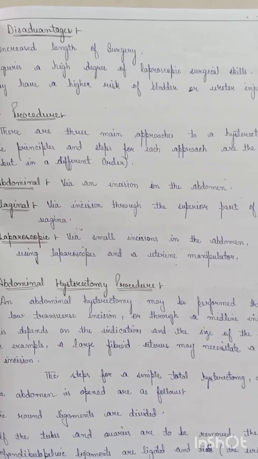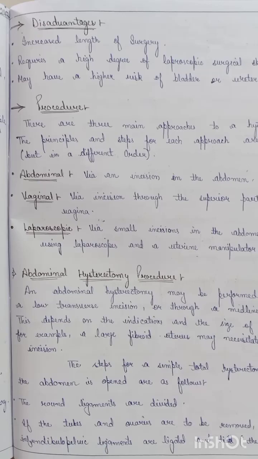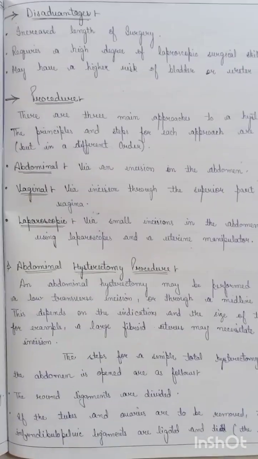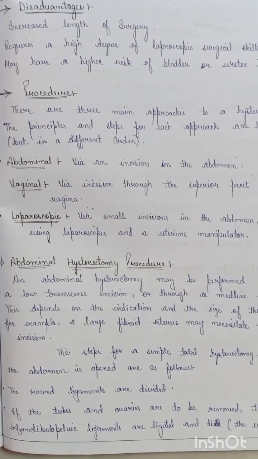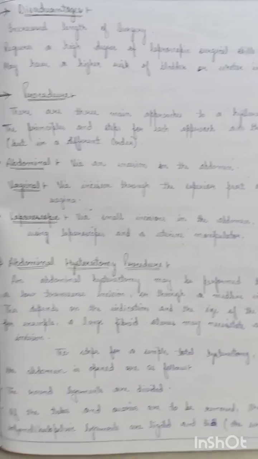Procedure: there are three main approaches to hysterectomy. The principle and steps of each approach are the same but in a different order. Abdominal, via an incision of the abdomen. Vaginal, via incision through the superior part of the vagina. Laparoscopic, via small incisions in the abdomen using laparoscopes and a uterine manipulator.